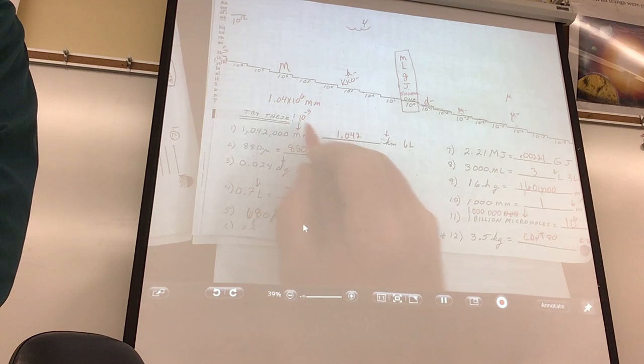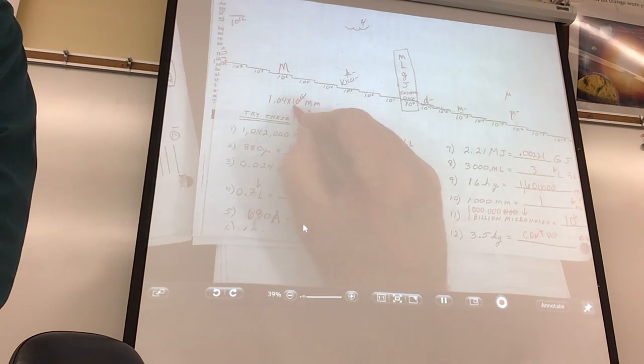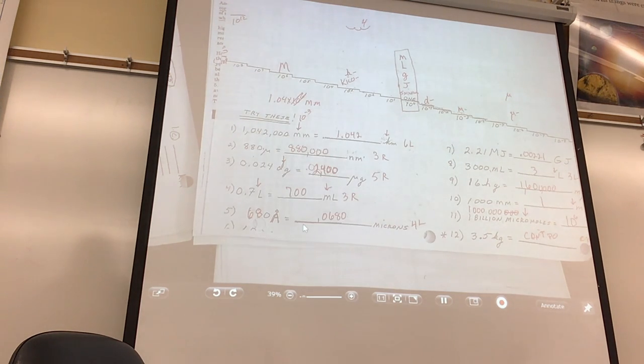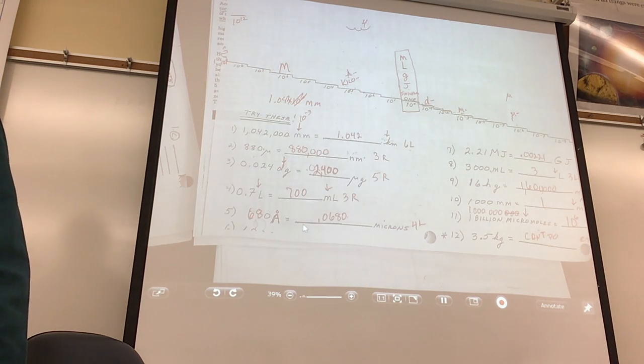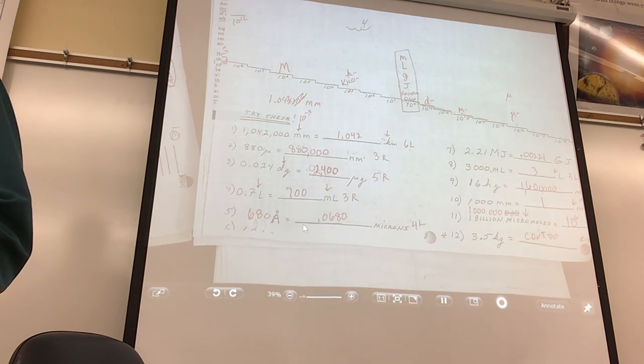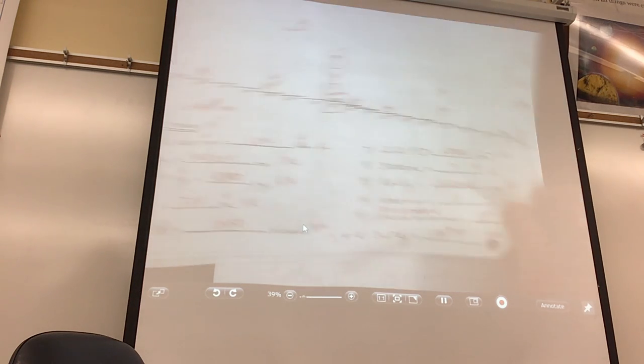Now watch me make this number smaller by 6 powers of 10. Boom! I left off the 2. Sorry. What do you think? Whoa, that's overhand serving.